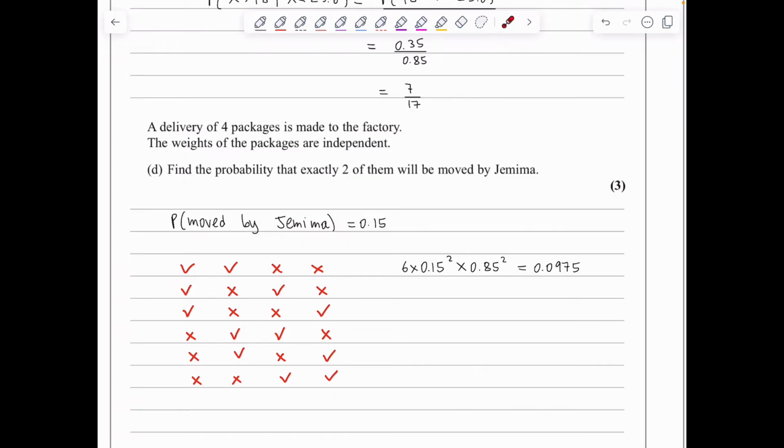For those of us who are familiar with the choose notation, we can see that this is 4 choose 2 because out of the 4 packages, we choose 2 of them to be moved by Jemima and 2 of them not to be, and this is giving 6. It's the number of different combinations, so the 6 that we got here.